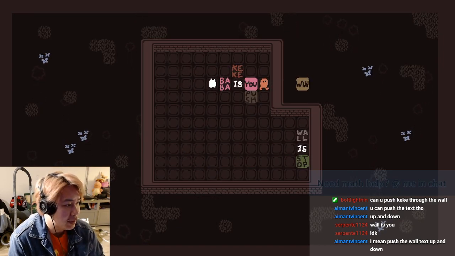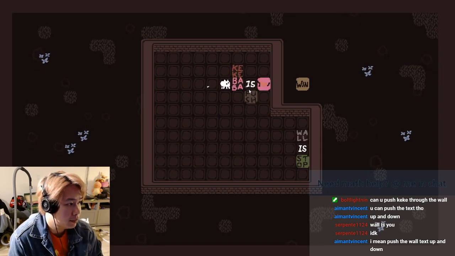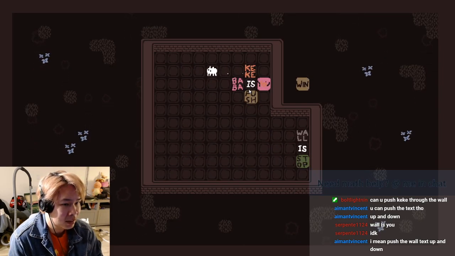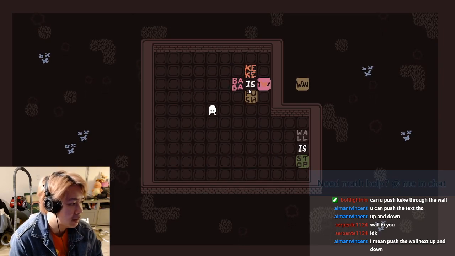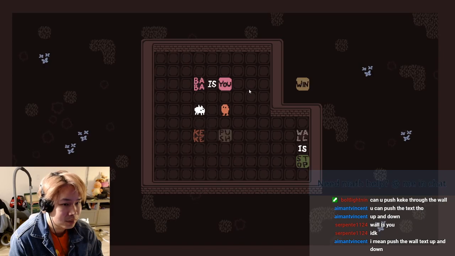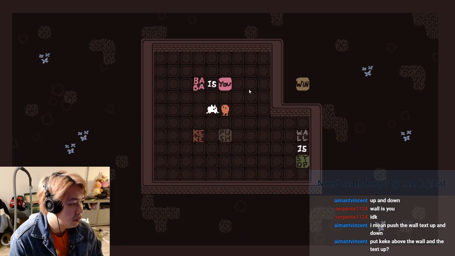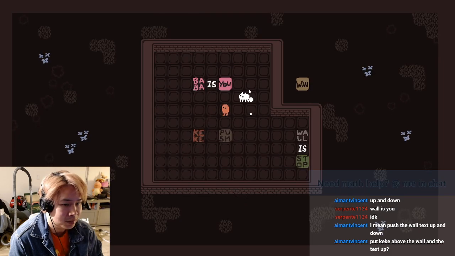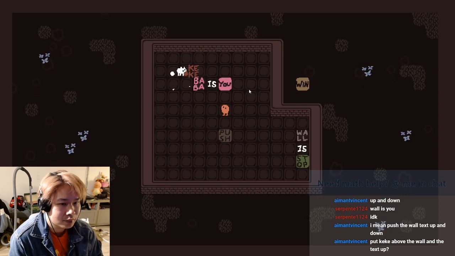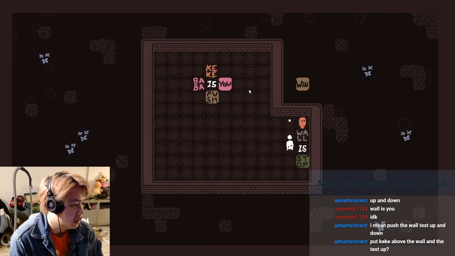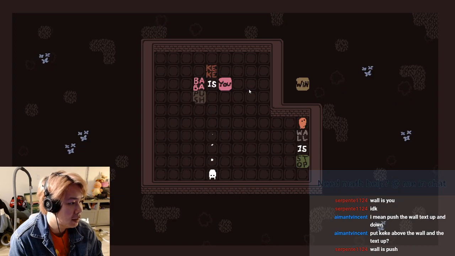But while Kiki's not pushed, then I can overlap Kiki with words. And then if I make Kiki pushable again, well, I don't even know what this accomplishes. Put Kiki above the wall, and then push the text up. So Kiki goes here, and then I make sure that Kiki's not pushable, and then I overlap here.